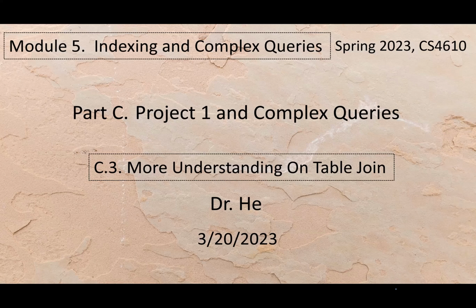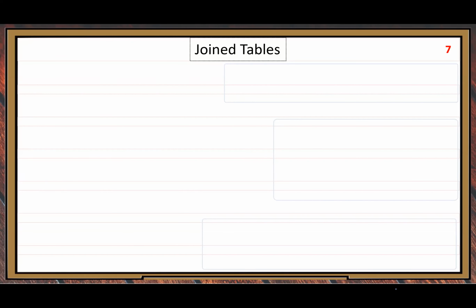C.3, more understanding on table join. I mentioned this question before, but here, let us learn more information. Join the tables, we did that before, right? So here, implicit table join: what we did before, we used the implicit table join. Here, we'd like to learn explicit table join. Implicit, explicit. We want to see the main difference between these two types of table join.